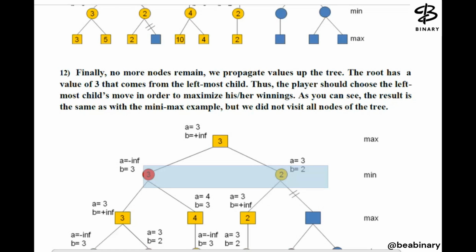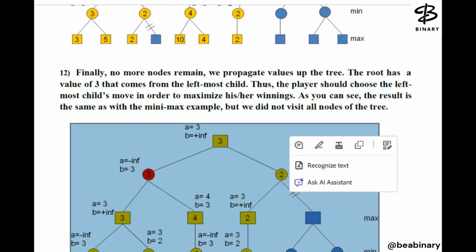So when we are talking about the leftmost child, we are talking about the player maximizing his turn to win, and when we are talking about minimizing, the player is minimizing the other player's chances to win. So as you can see, the result is the same as with the minimax example, but we do not visit all the nodes of the tree. Why do we not visit all the nodes of the tree?